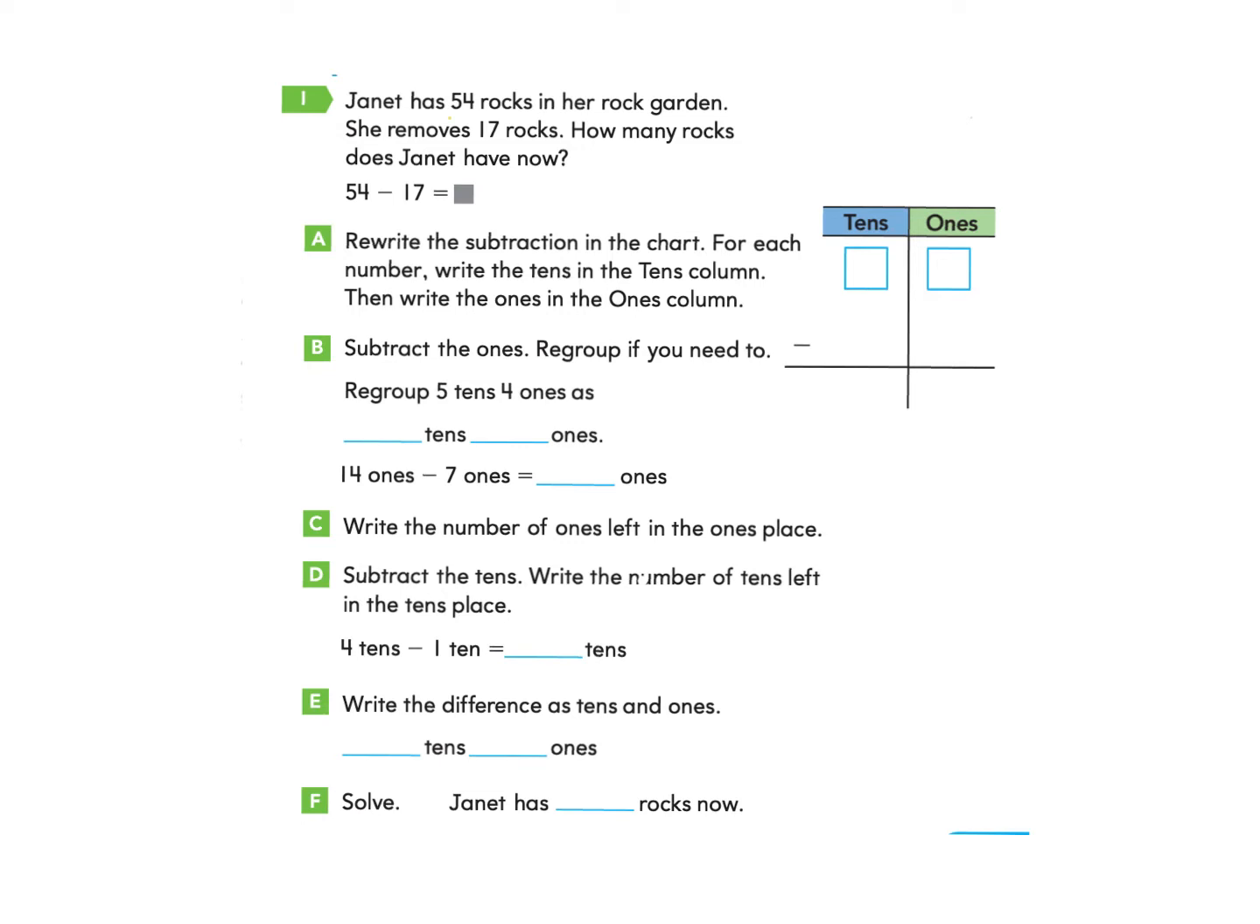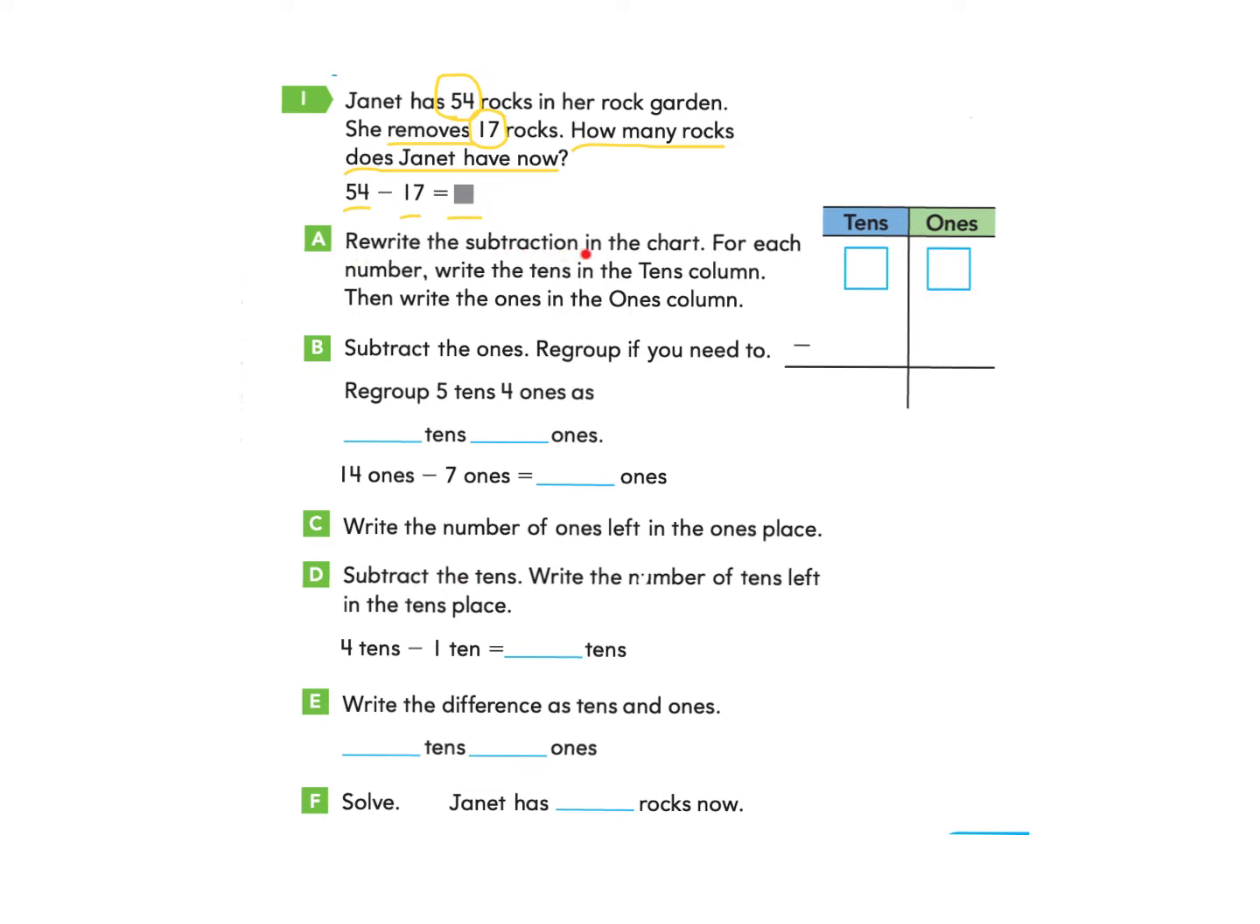Janet has 54 rocks in her rock garden. She removes 17 rocks. How many rocks does Janet have now? And we see that they have made a subtraction problem from this word problem. So we have 54, which is the amount of rocks in her garden, take away 17, and then we don't know what that answer is. Okay, let's take a look at part A.